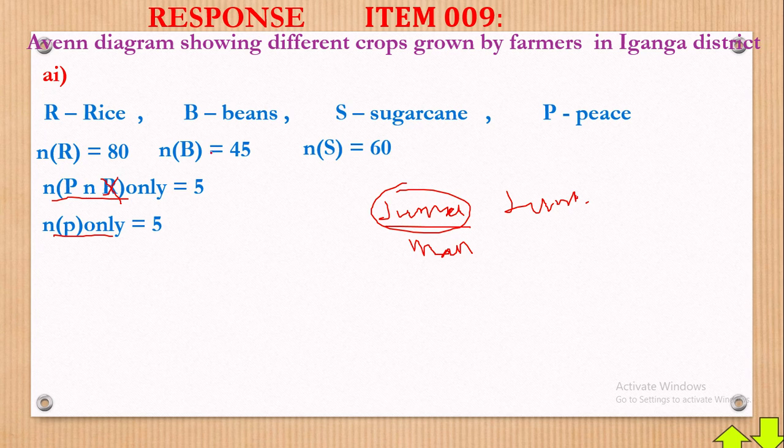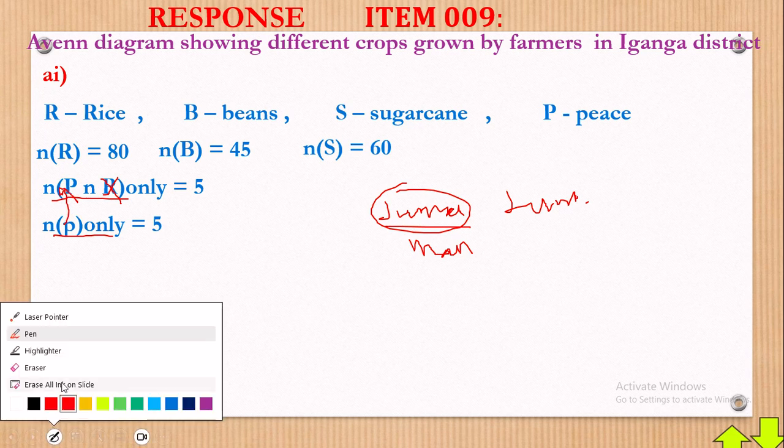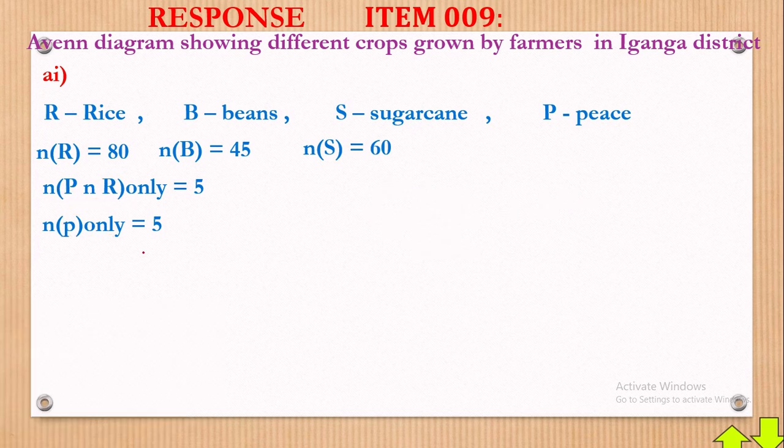Any crop you see comes with rice. So a number in P intersection R is more like just a number in P only. If someone writes number in P only, it is the same as the person who has written this. It is more like a repetition. Okay, now we have that as our 5. Very good. So I hope we are on the same page as far as the summary is concerned.